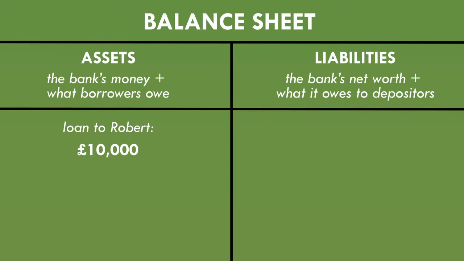When Robert signed the contract promising to pay the bank £10,000 plus interest over the next few years, he did it because he wanted some money from the bank. So the bank creates a new account for Robert, which is linked to his debit card, and just types £10,000 into their computer records. This £10,000 is a liability from the bank to Robert, and it shows up on the other half of the balance sheet. Now, when Robert goes to the cash machine to check his balance, he'll see £10,000, which he didn't have before.